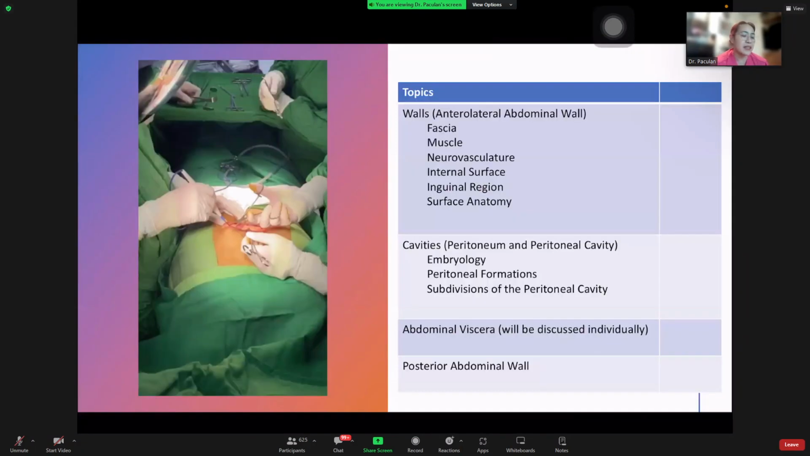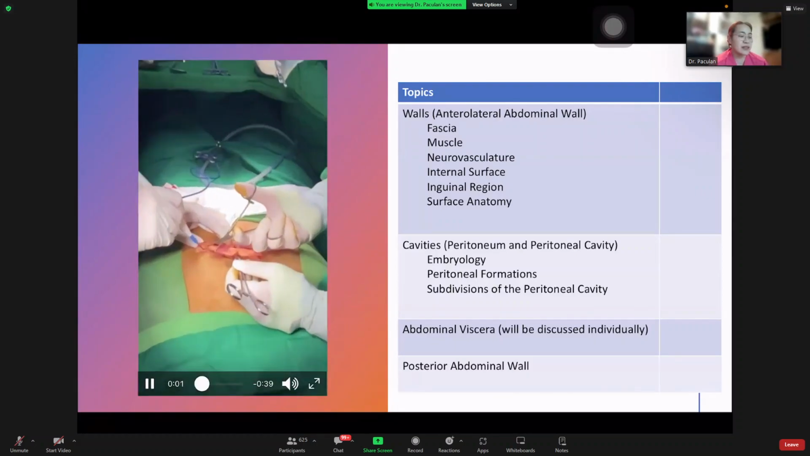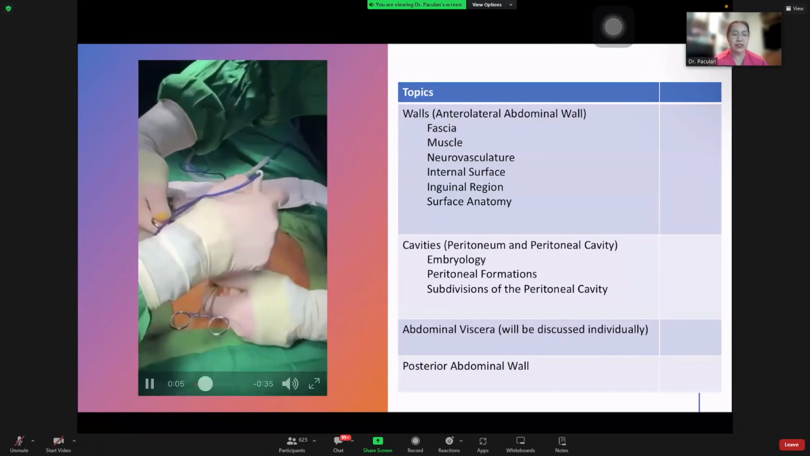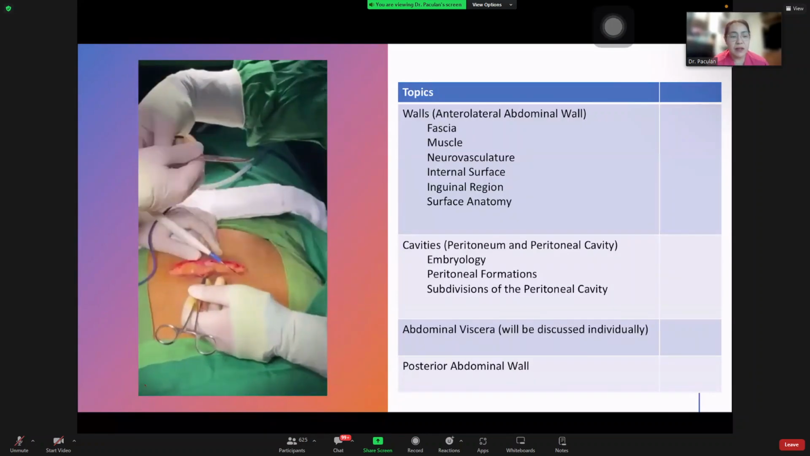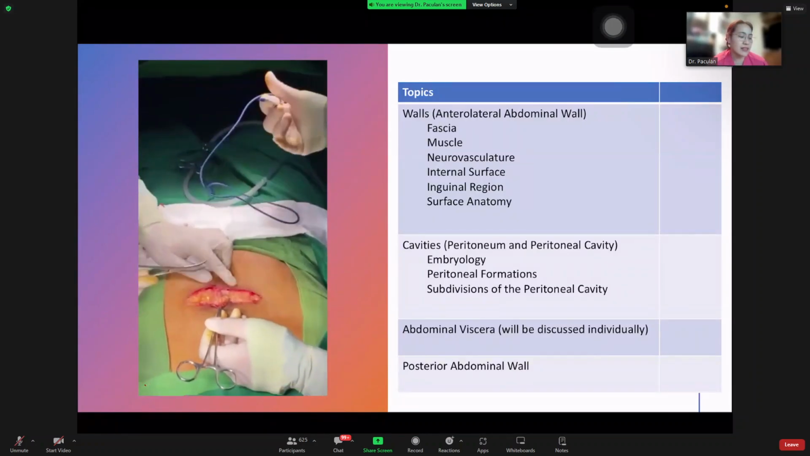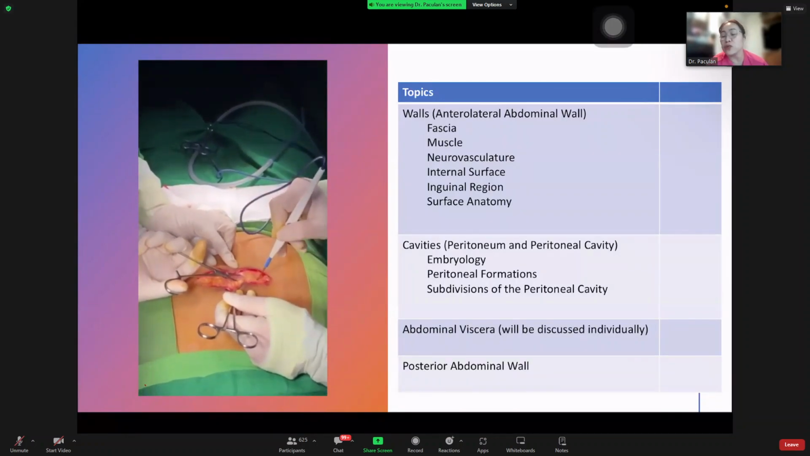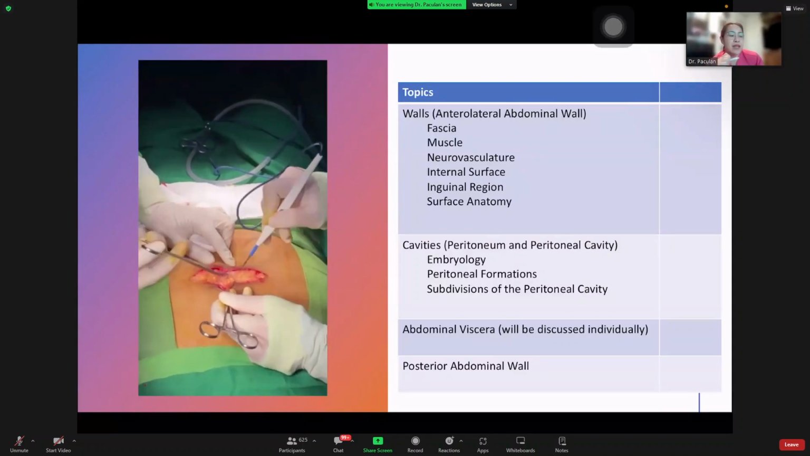So what happened is I did a surgery on her. So, pwede pala itong i-play. Let's play this. This is actually the bulk of our topic for today. As you can see, we are dissecting the layers of the abdominal wall. So that's one topic for today.